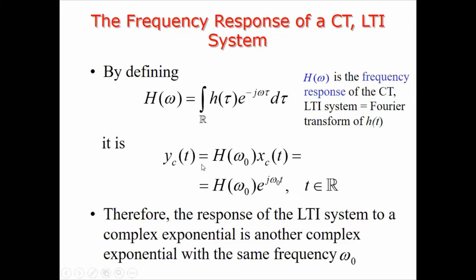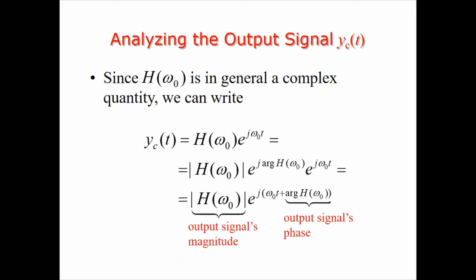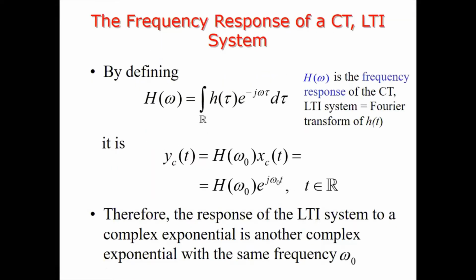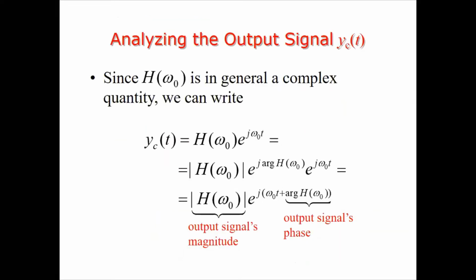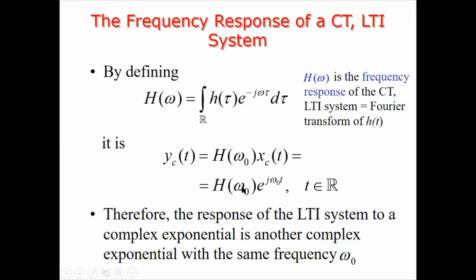Once I replace, I will go with the multiplication. So yc of t equal to h of omega naught times xc of t. Fine. So xc of t is nothing but e raised to j omega naught t. Therefore, the response of an LTI system to a complex exponential is another complex exponential with the same frequency omega naught, but h of omega naught will contribute two additional features, which are magnitude and phase angle.